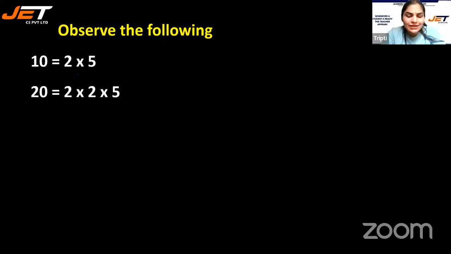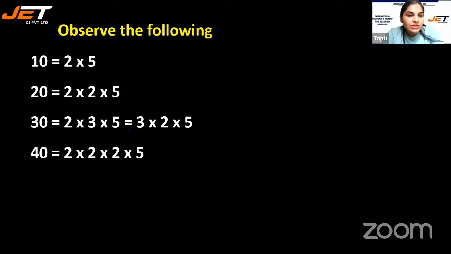Let's do the next one. Observe the following. If you see here, you'll notice 10 is equal to 2 times 5. Here we are writing the numbers in terms of prime factors or prime numbers. 20 can be written as 2 times 2 times 5. 30 can be written as 2 times 3 times 5. 40 is 2 times 2 times 2 times 5. This can also be written as 3 times 2 times 5. You know that in multiplication, if you change the order of the numbers, the product doesn't change. 50 is written as 2 times 5 times 5.